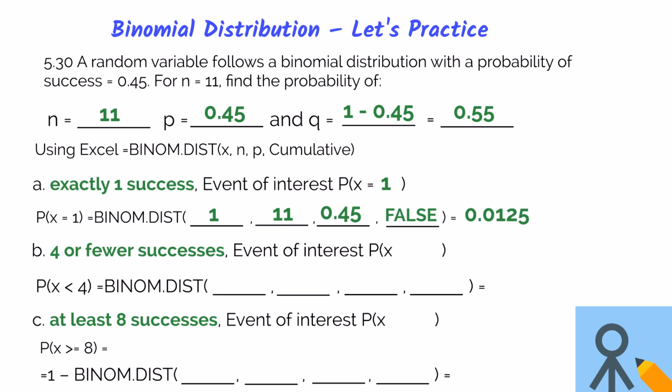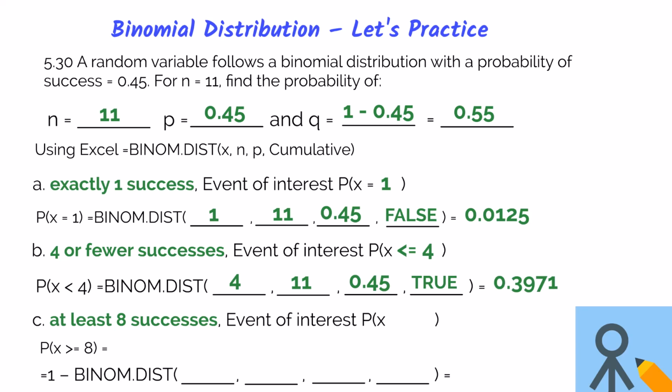So in B, we want to know the probability of 4 or fewer successes. So in this question, the event of interest is P of X less than or equal to 4. So we will plug in 4 for our X, 11 for our N, 0.45 for our probability of success. Now we do want to add up the probabilities for 1, 2, 3, and 4. So we will input true for cumulative. We plug that into our Excel formula and we get 0.3971.